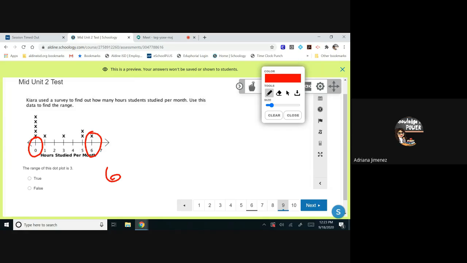So 6 minus 0, is that going to give you a range of 3? Yes or no?